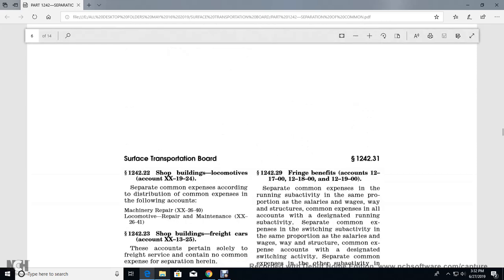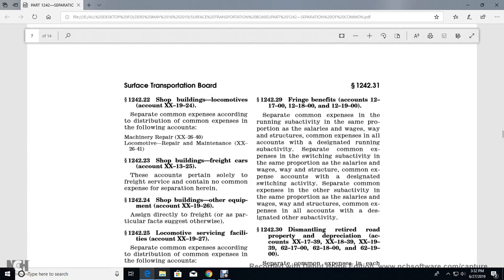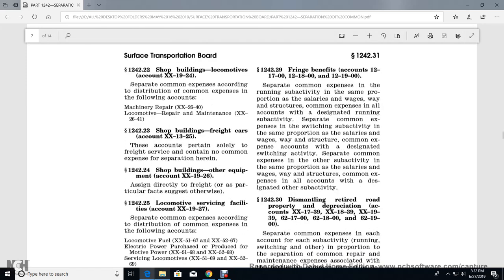124222 shop buildings locomotive account XX 1924 with the separate common expense for the corner of the distribution common expense for the following accounts: machine repair XX 2640, locomotive repair maintenance XX 2641, 23 shop building freight car for the account XX 1325 of these accounts primarily solely with a freight service that can not commonly expense for separation therein.